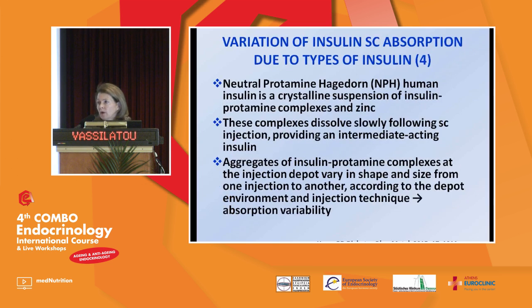Neutral protamine Hagedorn, or NPH insulin, is a crystalline suspension of insulin protamine complexes with zinc. These complexes dissolve slowly following subcutaneous injection, providing an intermediate-acting insulin. Aggregates of insulin protamine complexes at the injection depot vary in shape and size from one injection to another according to the depot environment and injection technique, so resulting in absorption variability.